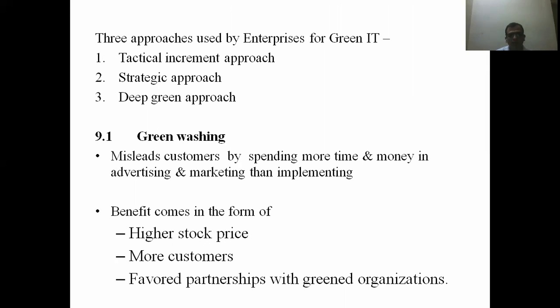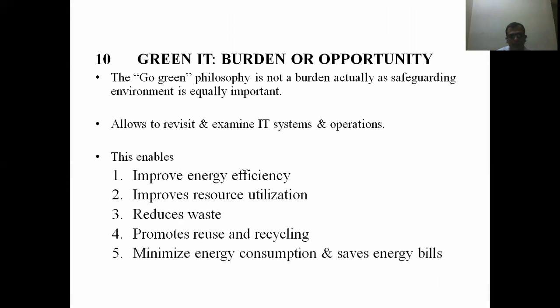So the next topic is greenwashing. It misleads the customers by spending more time and money on advertising and marketing than on actually implementing green measures. The benefits come in the form of higher stock price, more customers, and favored partnerships with green organizations.